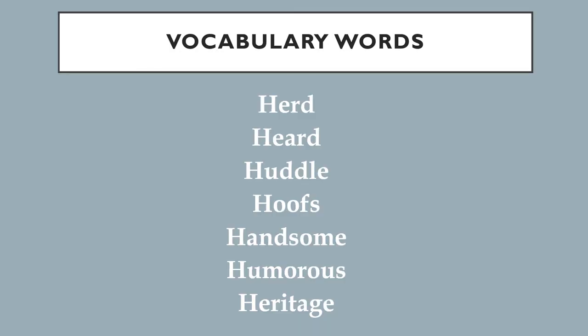Now, here are some vocabulary words which you have to read and then learn and then write in your notebook. Practice them in your notebook. The first word is herd. H-E-R-D. Herd means a group of animals, yani animals ka jhund. Now H-E-A-R-D, heard, that is the past tense of hear, yani kuch suna tha.